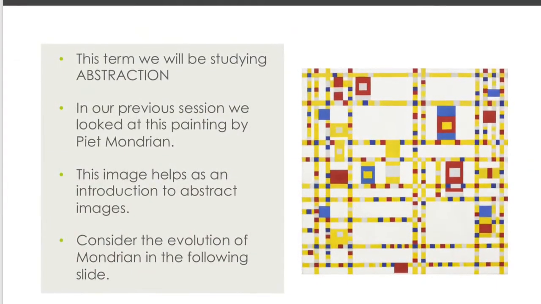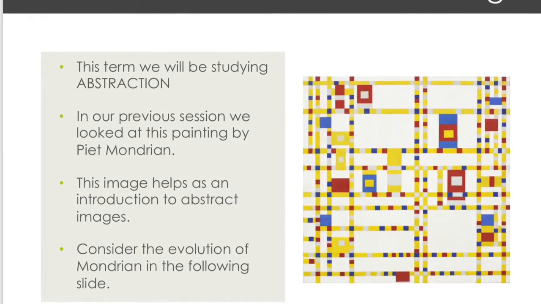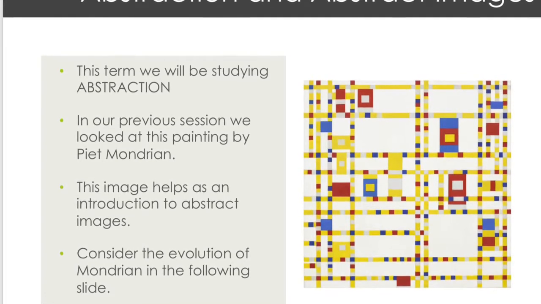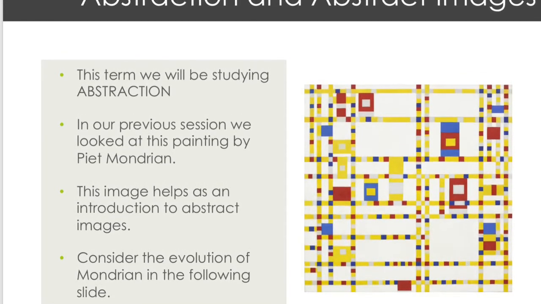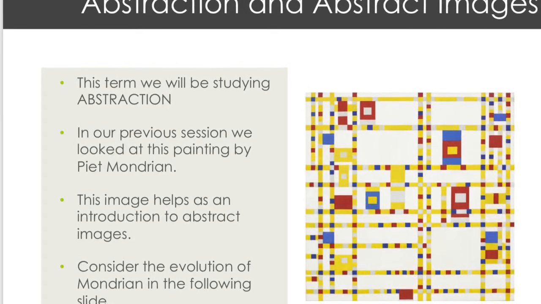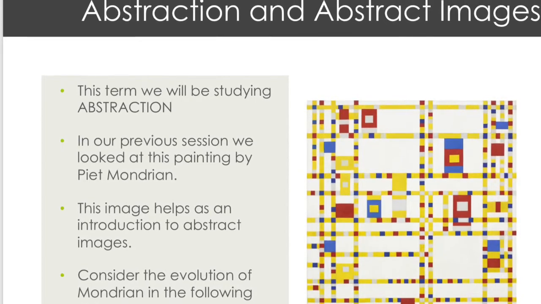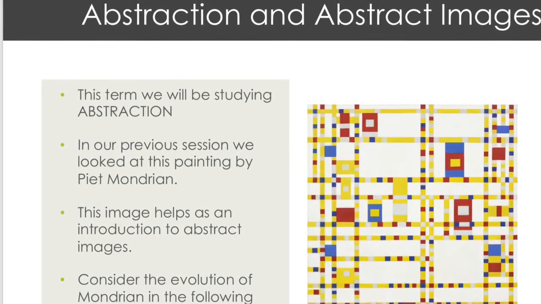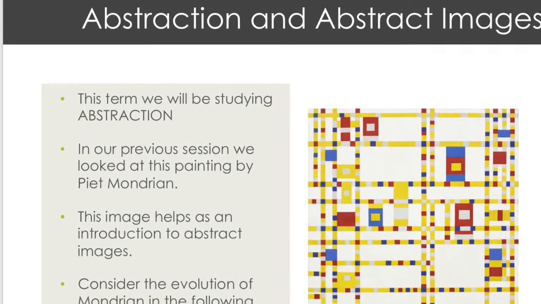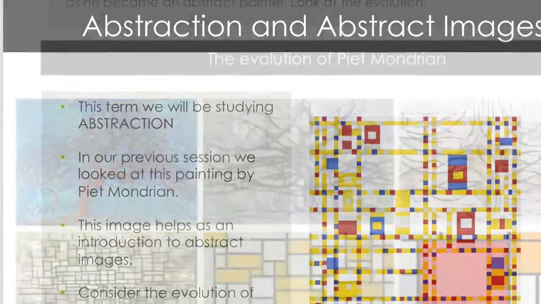All right, so in the first class, we looked at Mondrian's Broadway Boogie Woogie. And by now, I should tell you that we're going to be looking at abstraction. We're going to be studying abstract images. So this painting served as an introduction to what an abstract painting is. And like we said, it is a painting that captures the energy of New York with simple abstract elements.